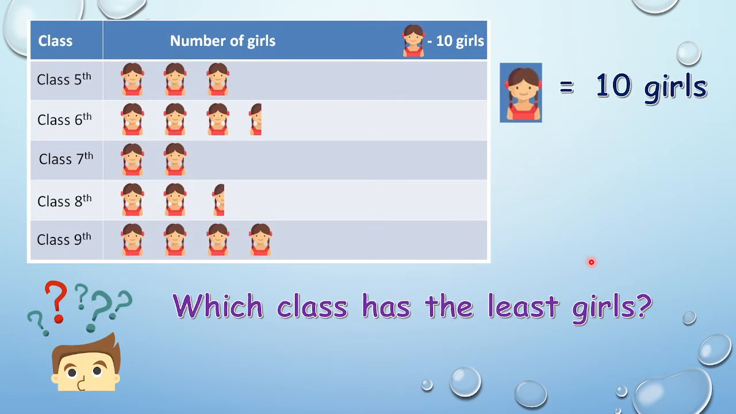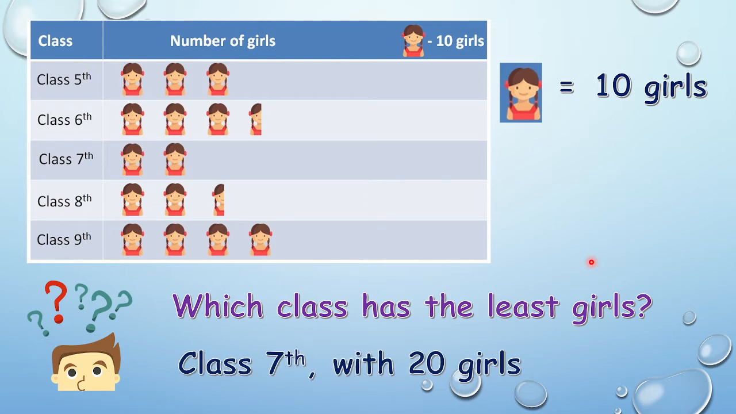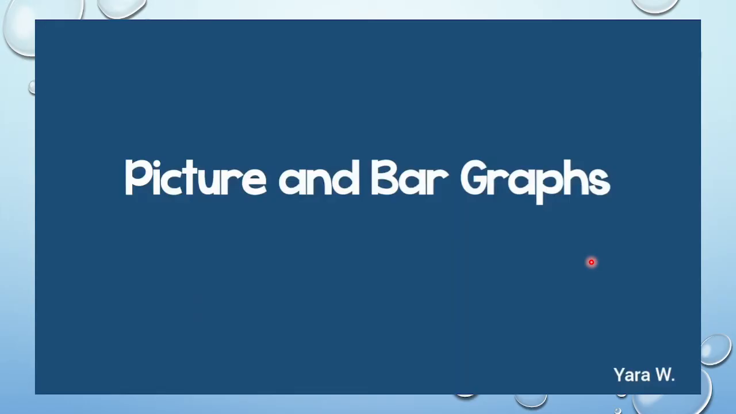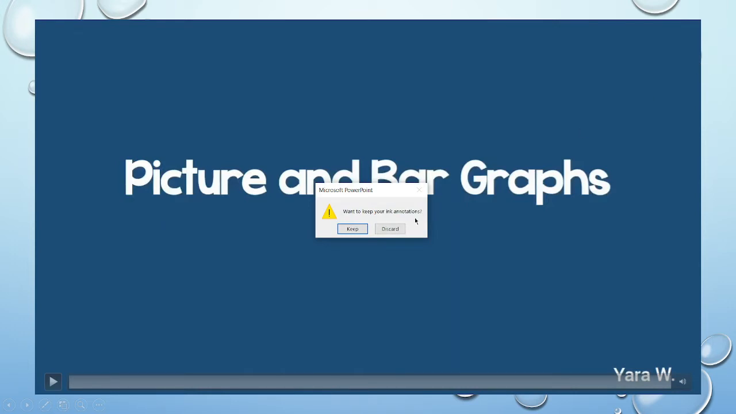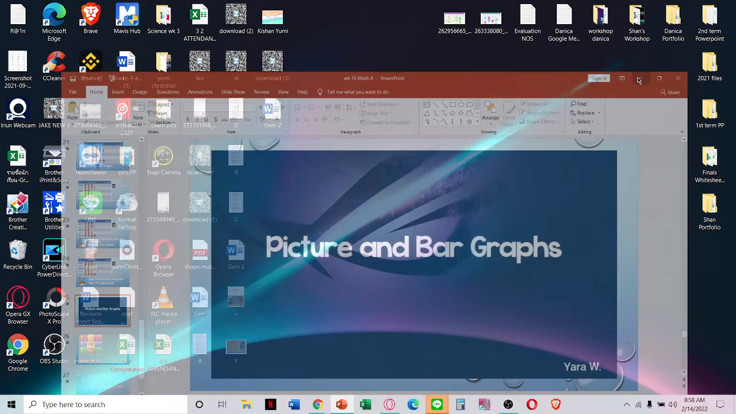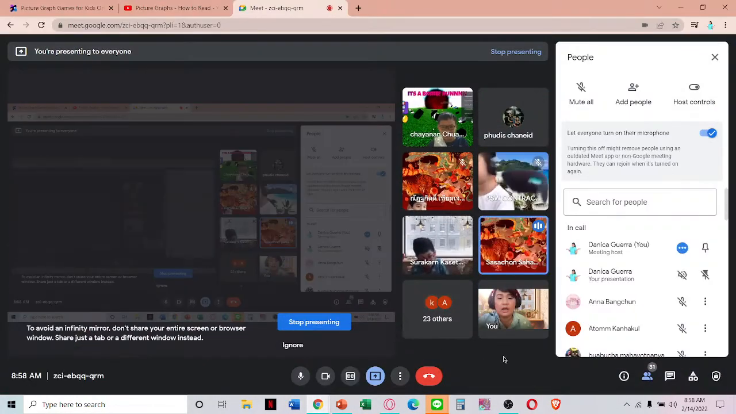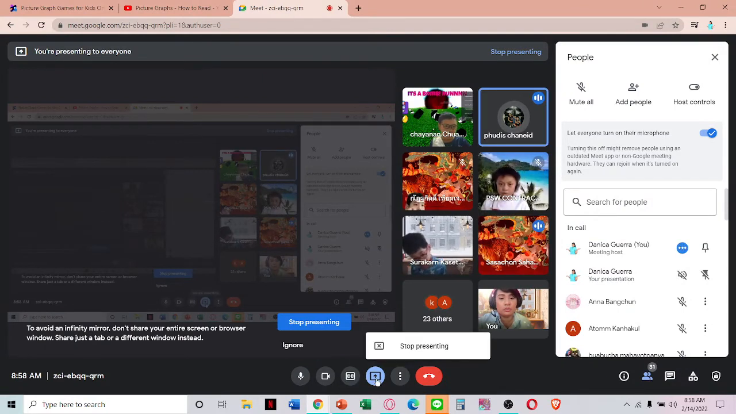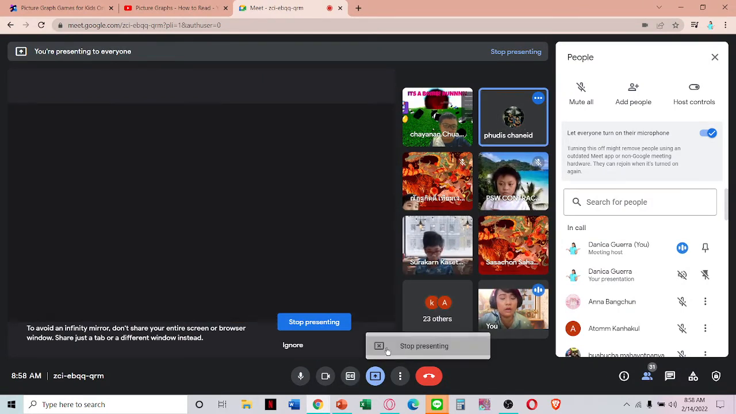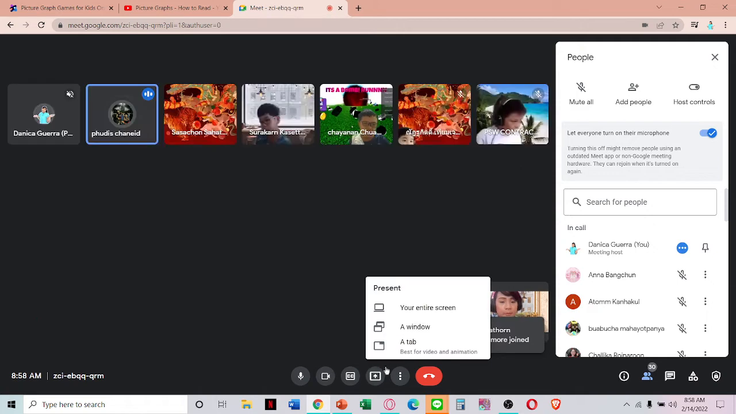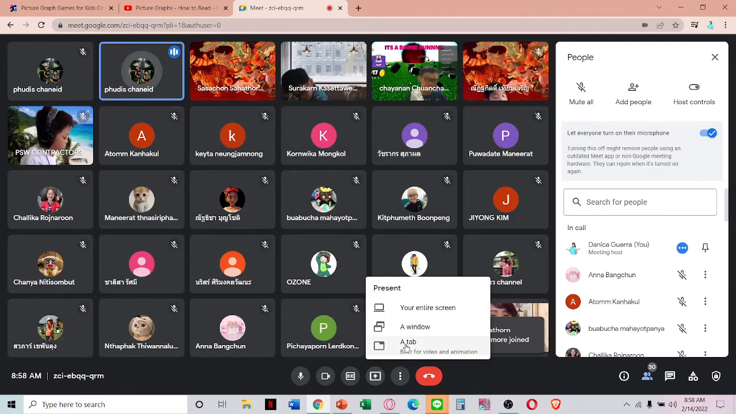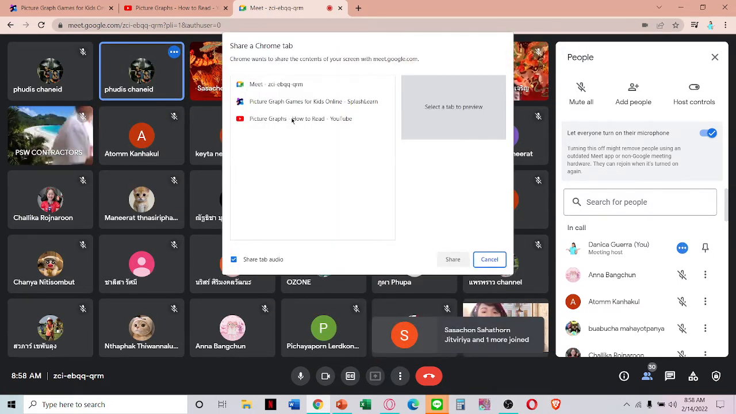What do you mean by least? The smallest number. Class 7 with 20 girls only. Yes. Okay, now very easy, right? Teacher, will we study paragraph today? Not yet. It's next week. This week we only have picture graph.